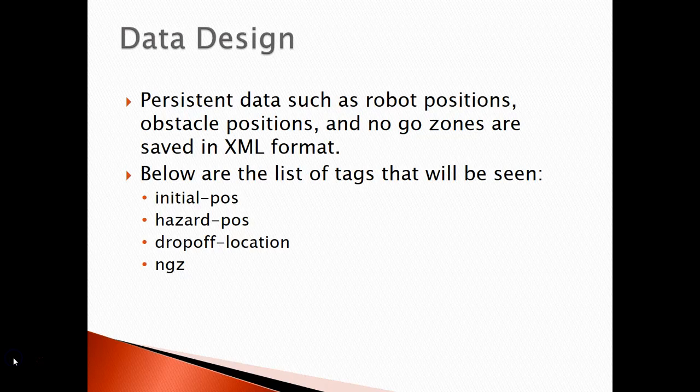Moving on to the data design. In our project, we are storing data such as robot position, hazard position, drop-off point, and no-go zones in XML format. These data will be stored in XML using the tags initial pose, hazard pose, drop-off location, and NGC respectively.